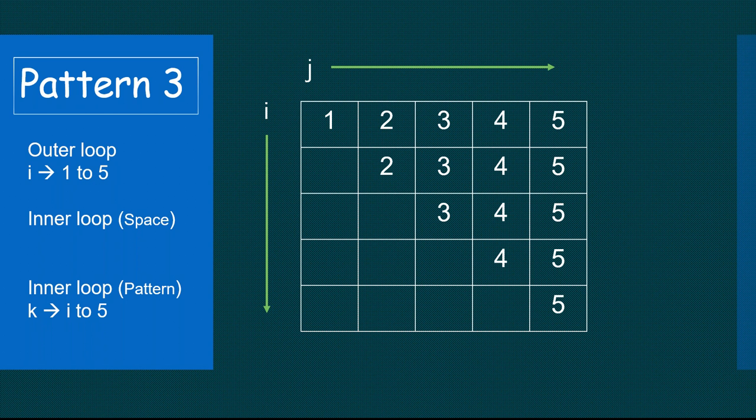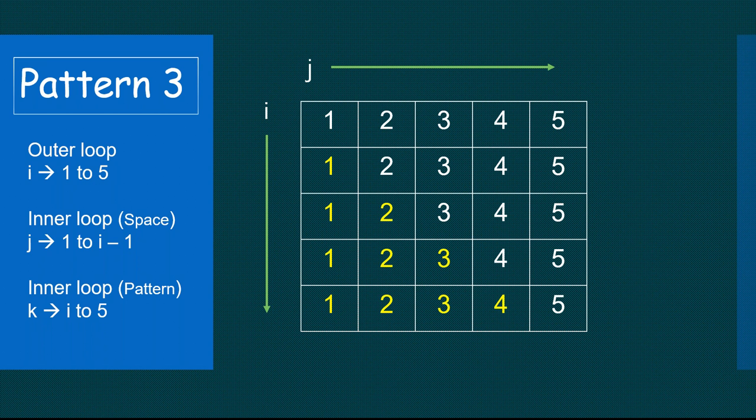As you all know, the i value is increasing every time, so here the pattern also increases the value. So i to 5 will be the pattern. Now we are going to see the space. In the first row you should not have any space. In the second row you should have one space.